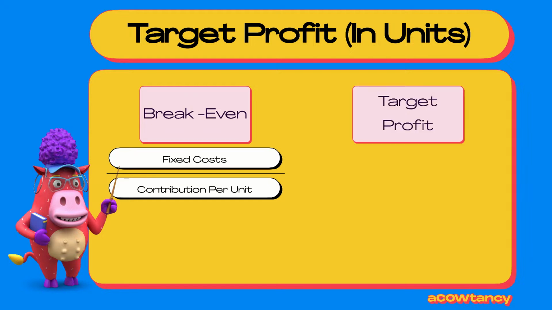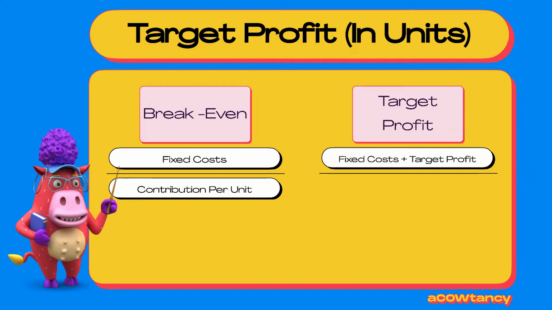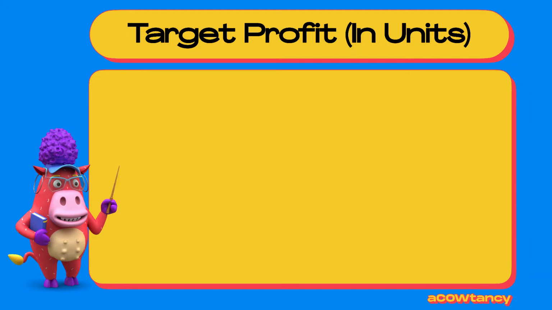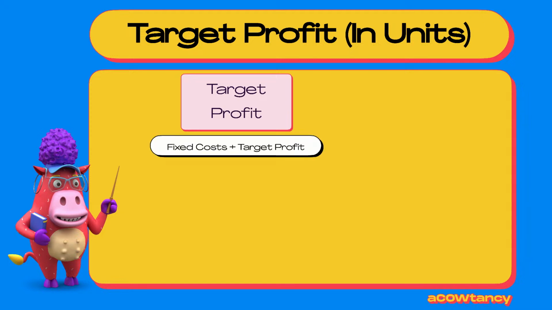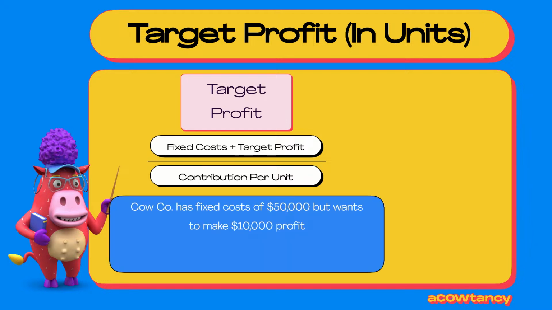My question to you is, if I wanted to make a profit, what would I have to cover? Hopefully you agree both the fixed costs and whatever my target profit is. Divide that by contribution per unit, and that will tell you how many units I have to make and sell to get to my target profit. So, target profit: fixed cost plus target profit divided by, hopefully you're shouting at the screen, contribution per unit.